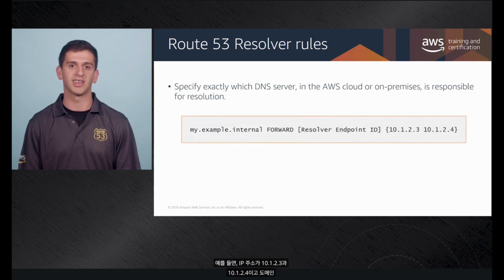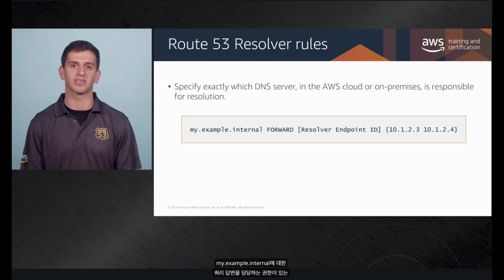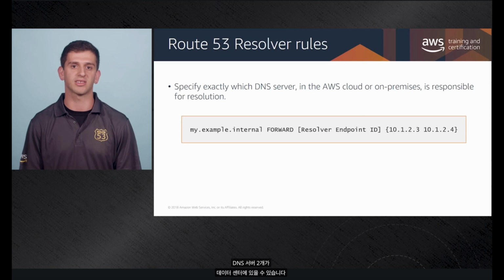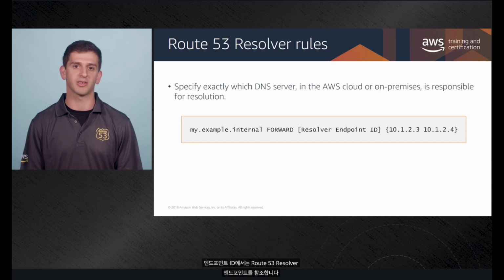For example, you may have 2 authoritative DNS servers in your data center, with the IP addresses 10.1.2.3 and 10.1.2.4, which are responsible for answering queries for the domain my.example.internal. You would create a rule that looks like the following on the slide. The endpoint ID refers to the Route 53 Resolver endpoint.